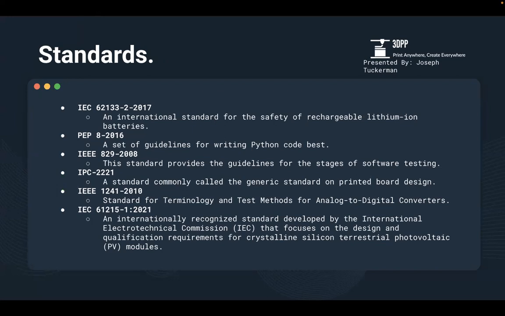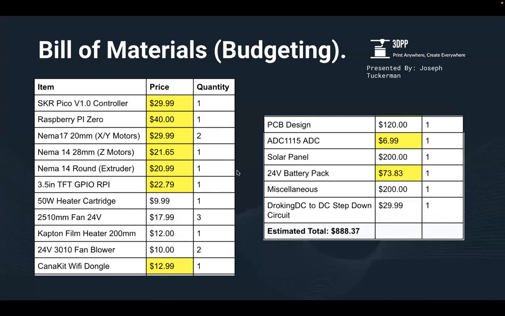So this is just a list of some standards that we adhere to throughout the design process of a project, and it was primarily just PCB standards. This here is a bill of materials for the total cost of our project. Our estimated total is roughly $900, which is right around what we expected to spend.